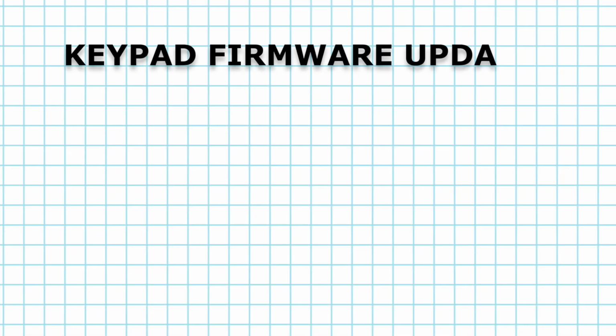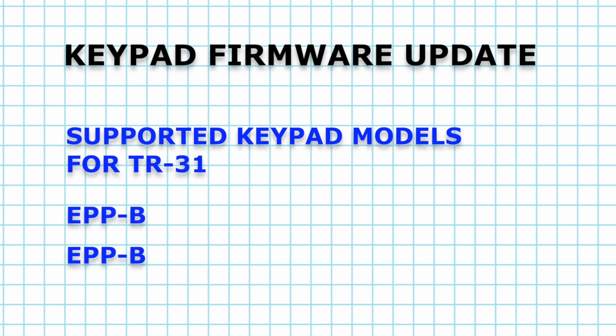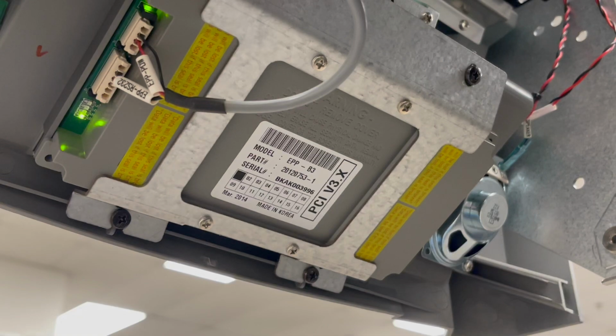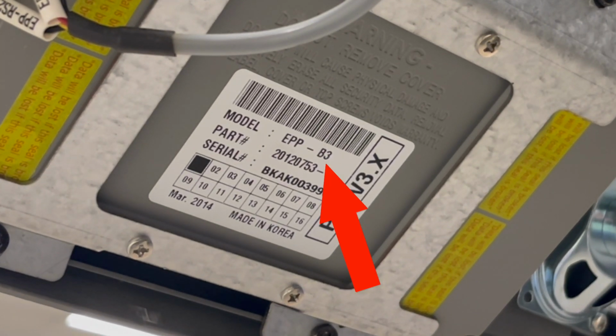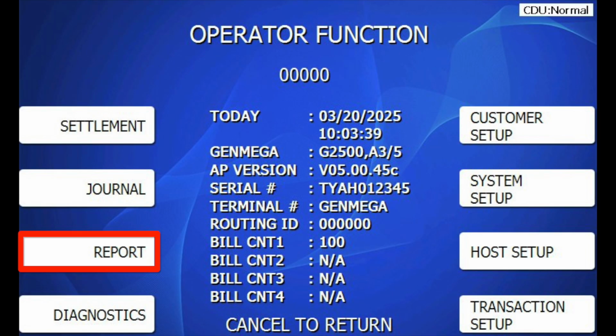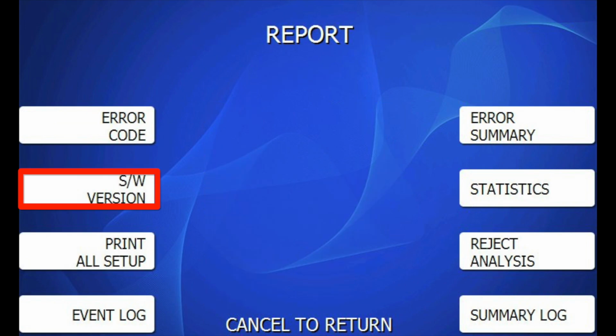Once the ATM software has been updated, the next step is to update the keypad firmware to support TR-31. The TR-31 function is only supported with keypad models B3 and B5. To check which model keypad is installed, you can look at the sticker on the back side of the keypad. Or you can look at the current firmware version in the Reports menu under Software Version.